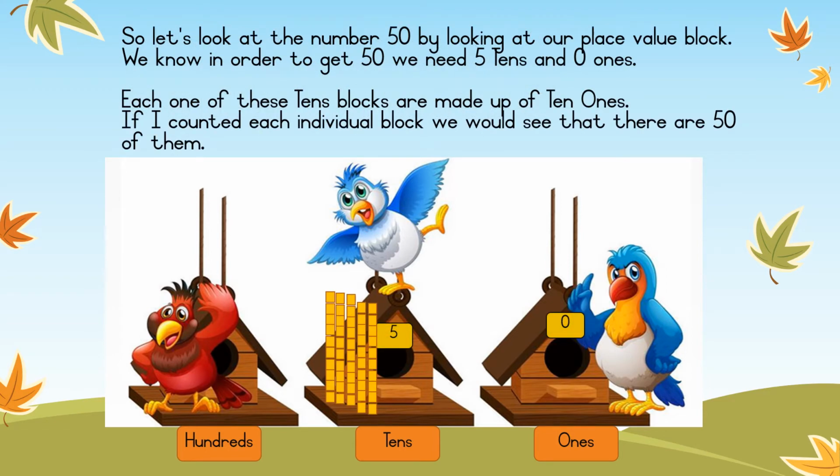So let's look at the number 50 by looking at our place value blocks. We know in order to get 50, we need 5 tens and 0 ones. Each one of these tens blocks is made of 10 ones. If I count each individual block, we would see that there are 50 of them.